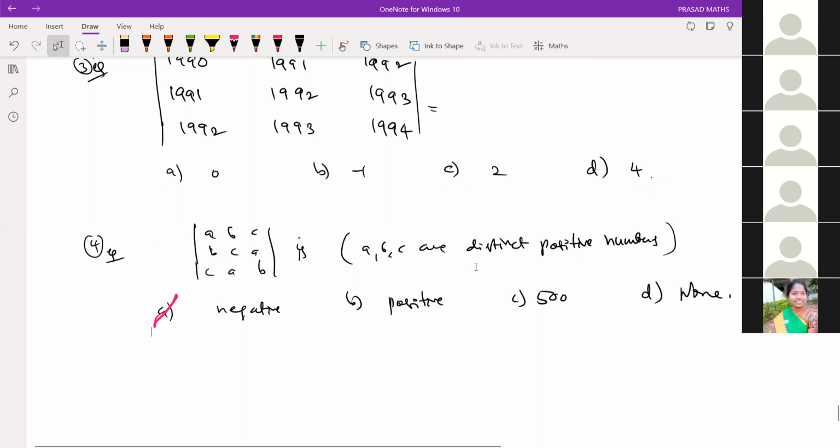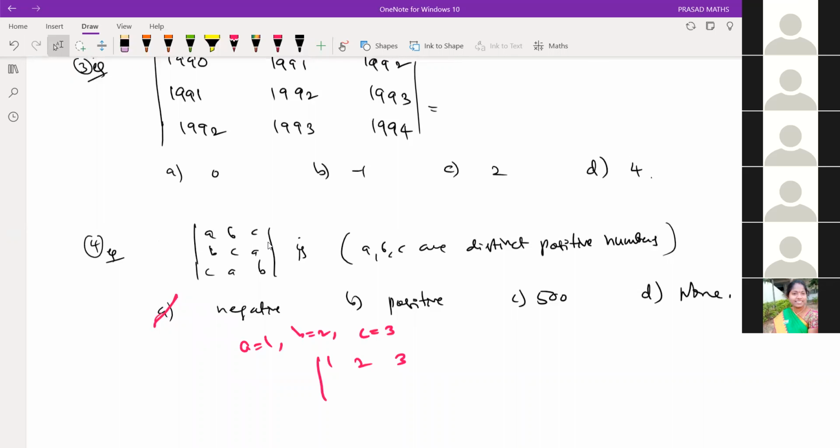So you can check with random numbers. You pick A, B, C as distinct positive real numbers and check the answer. Or else you can go for proof. There are two ways. Take A equals something, B equals something, C equals a positive real number. Then compute the determinants ABC, BCA, CAB. Then what you observe? 1, 2, 3.